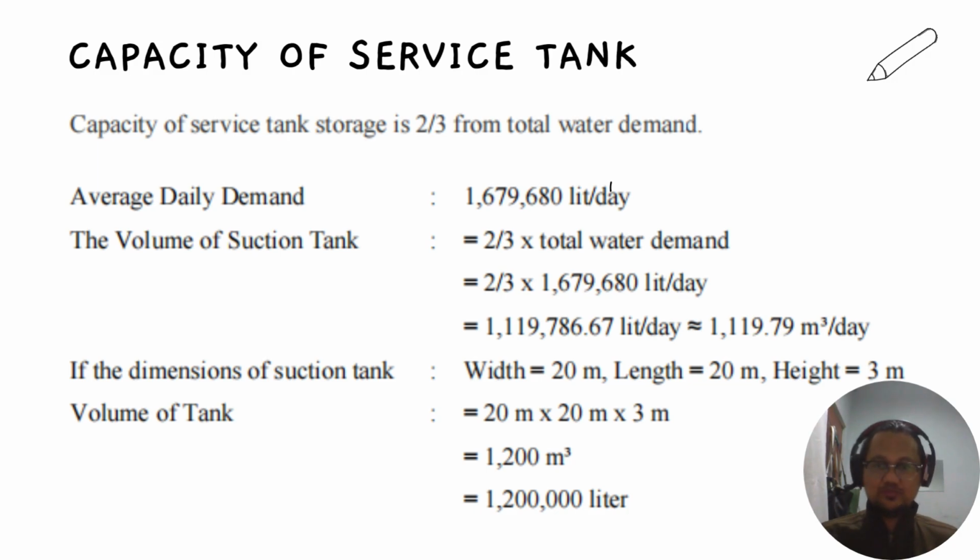And then we assume the dimension of the service tank as 20 meter width times 20 meter length times 3 meter height. Then we get the volume of tank is 1.2 million liter, and as a result, the proposed dimension is acceptable because the volume of the tank is higher than the required volume. Okay, that's all from me. For the next slide, the discussion and the conclusion, I will pass to Iskandar. Thank you very much.